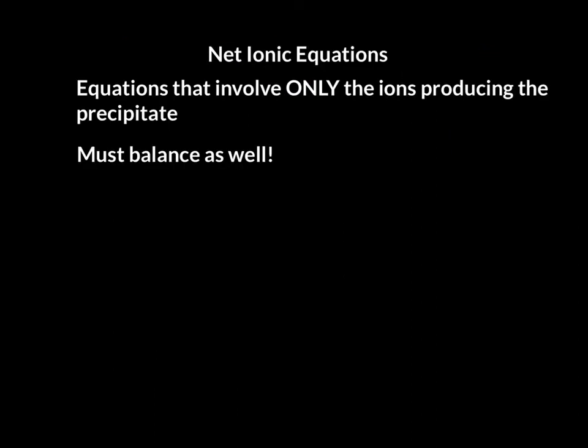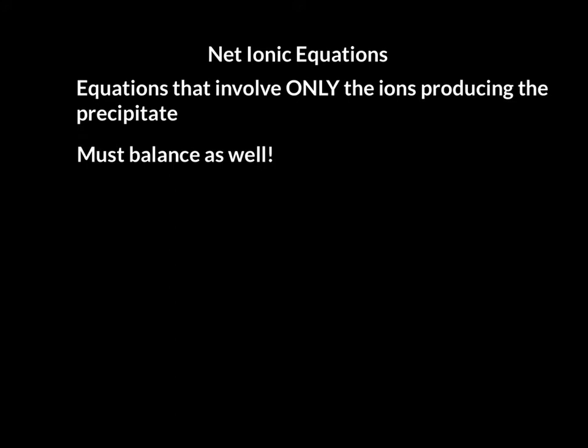Now, the other thing that we can learn is something called net ionic equations. Students tend to not care for them so much, but they're really very simple. You literally take the two ions that come together to form the precipitate and you just write them as an equation, okay? So basically, net ionic equations involve only the ions producing the precipitate. We must balance these as well, okay? So let's take a look.